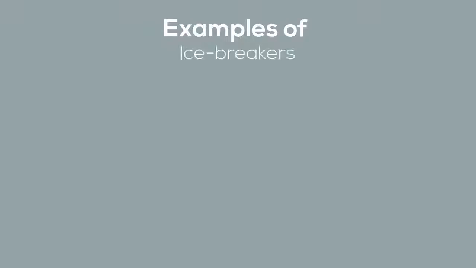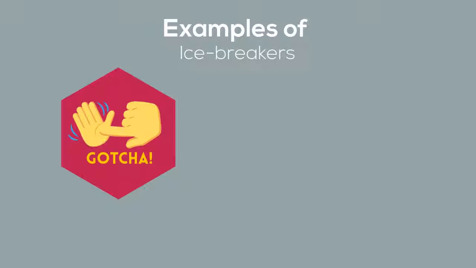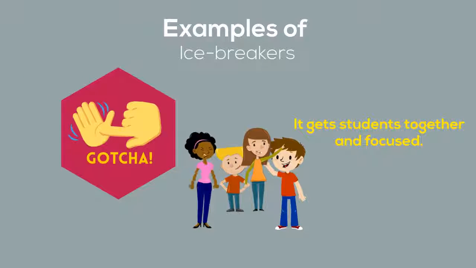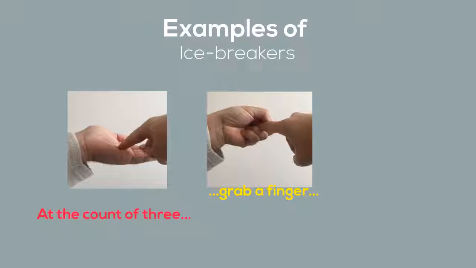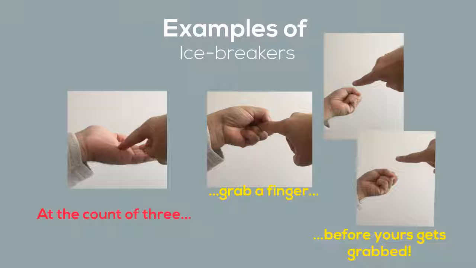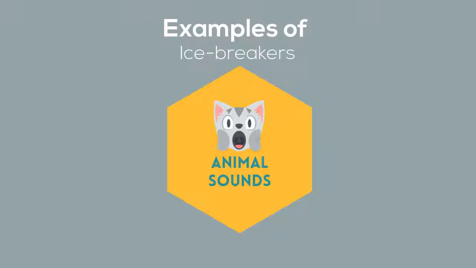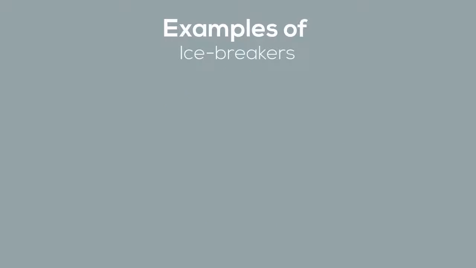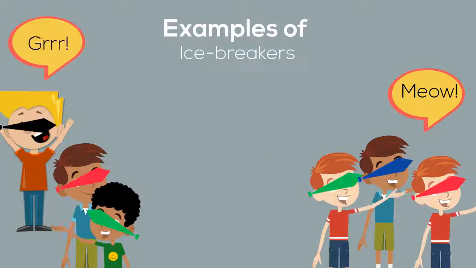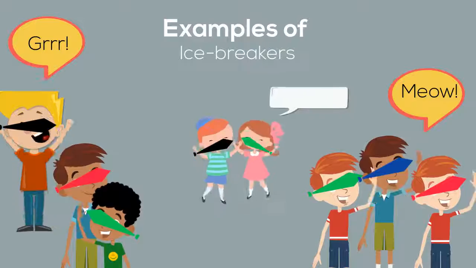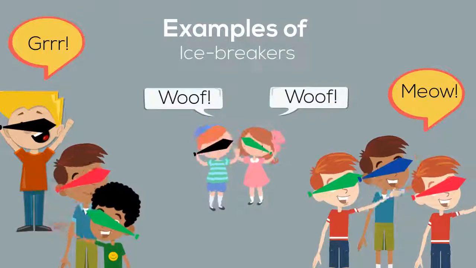Some sample activities are: Gotcha! To get students together and focused. The students stand in a circle, and each person places their right finger on the palm of the person next to them. Tell the students to grab a finger before theirs gets grabbed. Or animal sounds. Students are blindfolded and assigned an animal. The challenge is to use animal noises in order to meet up with other animals of the same species.